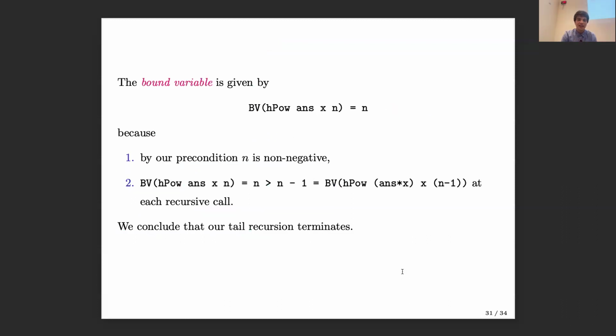Okay. The bound variable for this is fairly easy: n, right? We're never going to do more than n iterations and multiplications to do the x to the power of n. So I'm saying the bound value of this tail recursion is n. By our precondition, n is always non-negative, because we're just taking positive powers. The bound value of this, I claim, is n, which is strictly greater than n minus 1, which is the bound value of this, the right-hand side of 2. Therefore, the bound values are monotonically decreasing and positive, from which we can conclude termination.